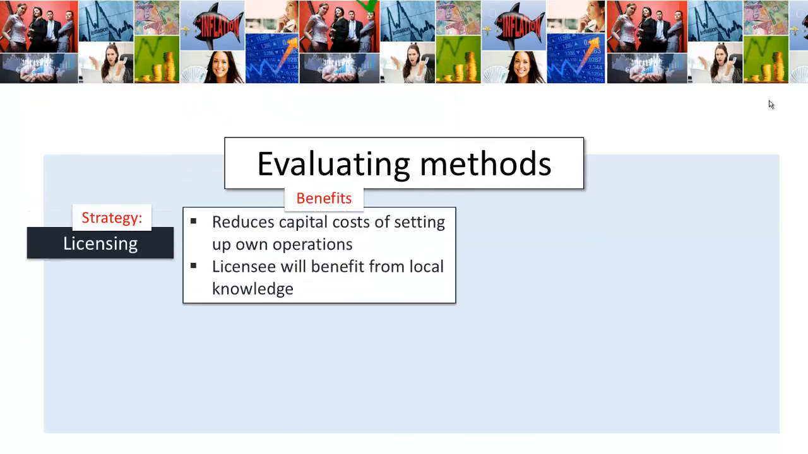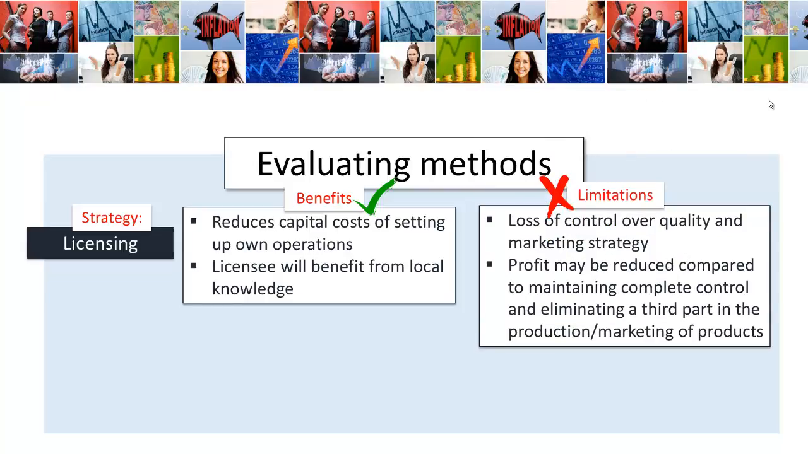Licensing reduces the capital cost of setting up own operations. Licensee will benefit from local knowledge. However, there is a loss of control over quality and marketing strategy with the license. The profit is likely to be reduced compared to maintaining complete control and eliminating a third party in the production, marketing of products.